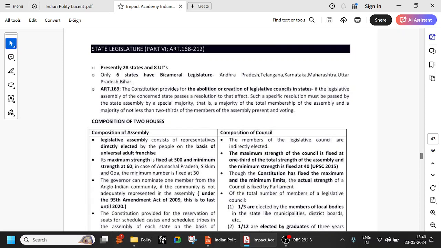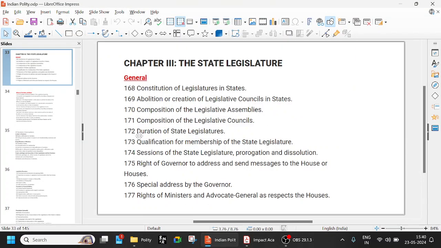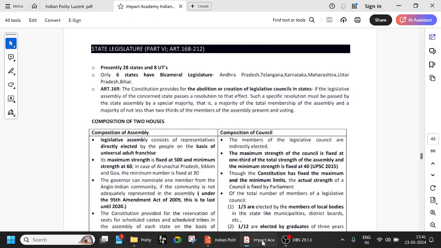Article 169. The Constitution provides for the abolition or creation of legislative councils in states if the legislative assembly of the concerned state passes a resolution to that effect. So the state must ask that we want a council. Then Article 169. 168 is Constitution of Legislatures in States. Immediately, it is 169 about abolition or creation of legislative councils. So the state government has to pass a resolution to that effect.